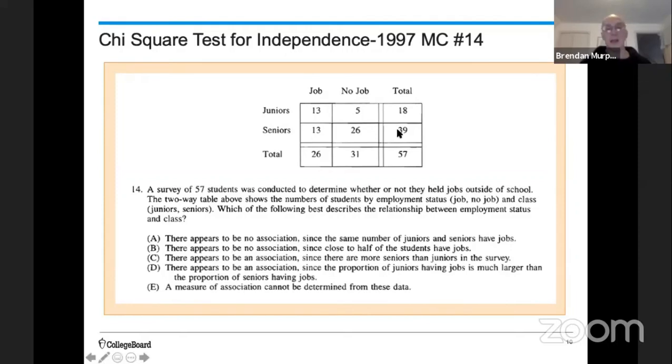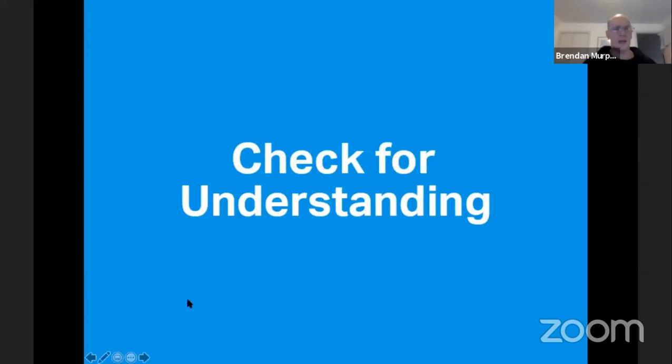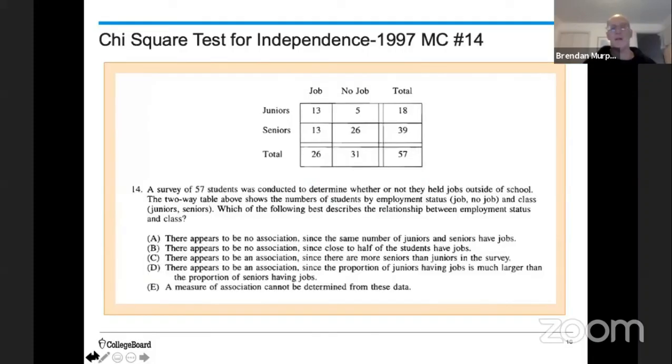And it looks like 13 out of 39 seniors have a job. Well, I can do that one in my head. That's pretty easy. That's 1/3, or 33%. So boy, it does feel like the juniors have a much higher percentage of jobs than the seniors.